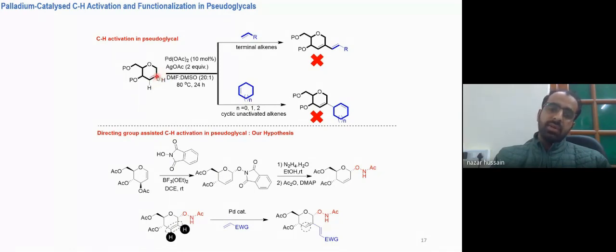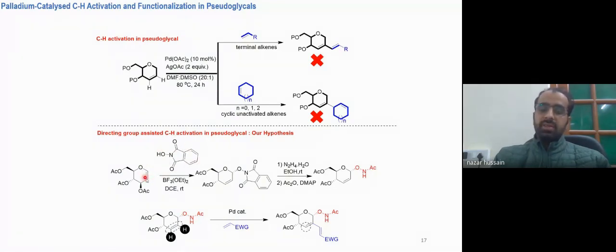In this case, the double bond is at C2 and C3 position, not at C1 and C2 position. So under this strategy, we thought, can we install a directing group at C1 position that might play an important role in the activation of this unactivated CH bond?